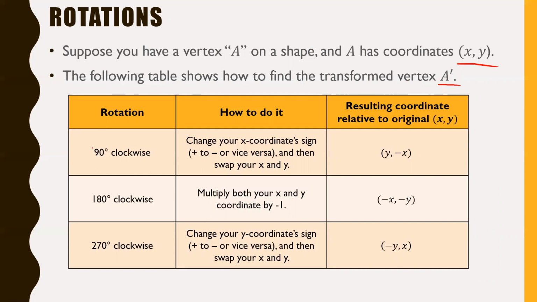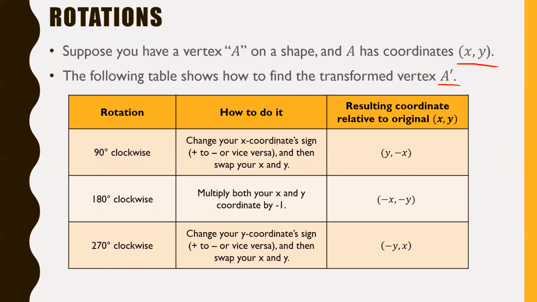So if you were going to do a 90-degree clockwise rotation, you're going to take the x-coordinate and change the sign. So if it was a positive number, change it to a negative. If it was a negative number, change it to a positive. The other way you could say that is multiply it by -1, because that will do exactly that. If you multiply a number by -1, it turns a positive into a negative, or if it was already negative, it changes it to a positive. So you can think of it that way as well.